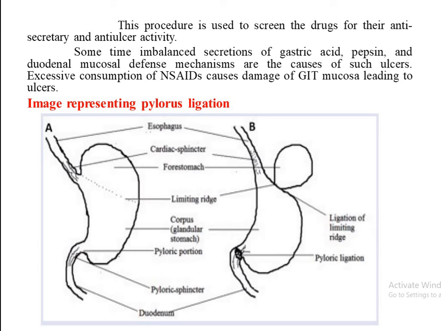Because all NSAIDs perform their mechanism by inhibiting the COX enzyme, and COX is responsible for the synthesis of prostaglandin. Especially when we talk about ulcer, the prostaglandin PGE2 is responsible for making the mucus layer. So if we use an NSAID, PGE2 synthesis will be inhibited because COX will be inhibited. So there will be no formation of the protective mucus layer, and that will lead to gastric ulceration. So this is the mechanism of the NSAID induced model.